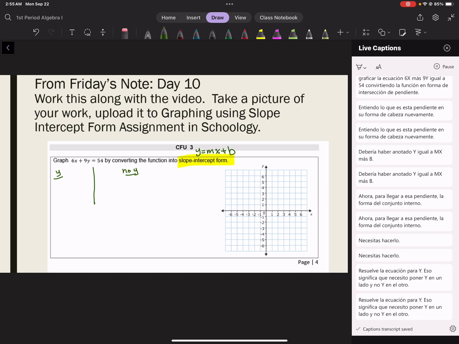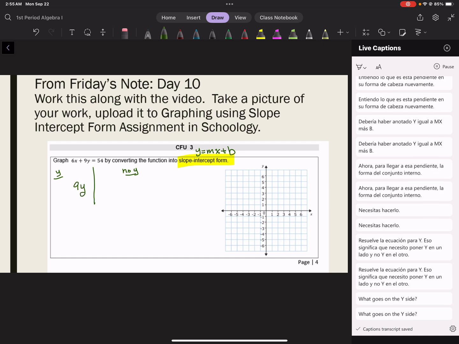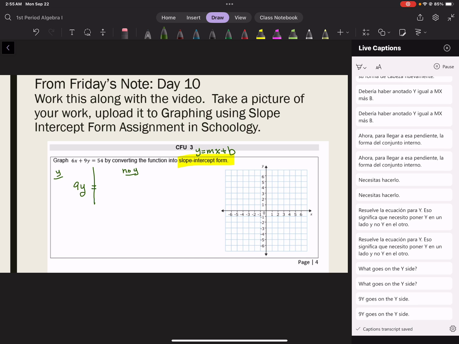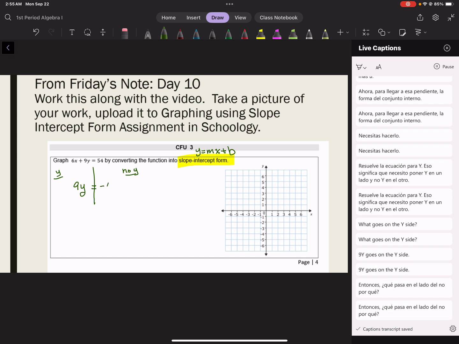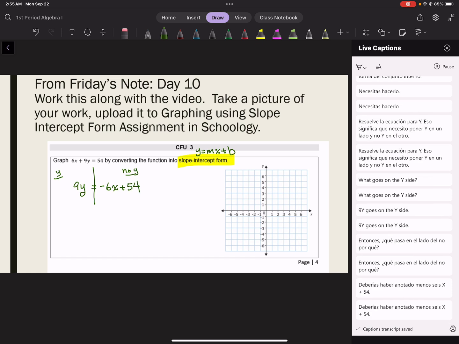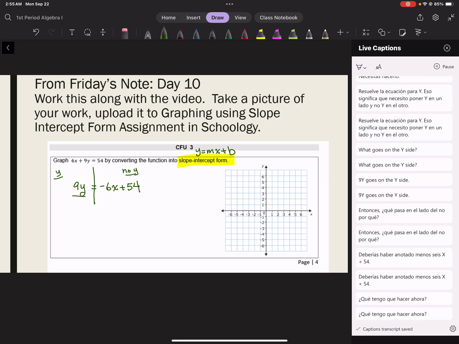What goes on the y side? 9y goes on the y side. And then what goes on the no y side? You should have written down negative 6x plus 54. What do I need to do now? To get y by itself, you need to divide by 9 on each side.